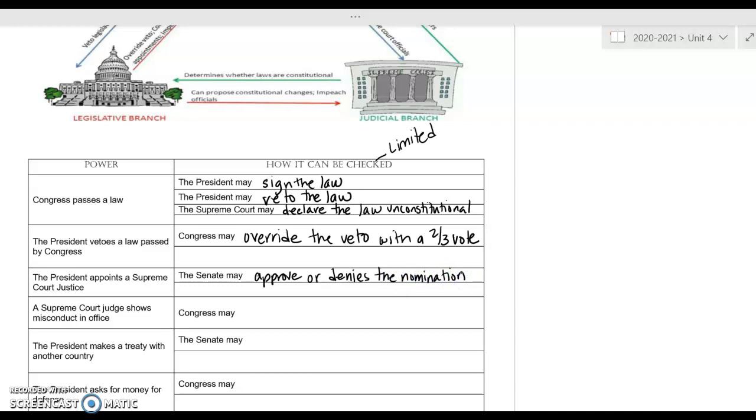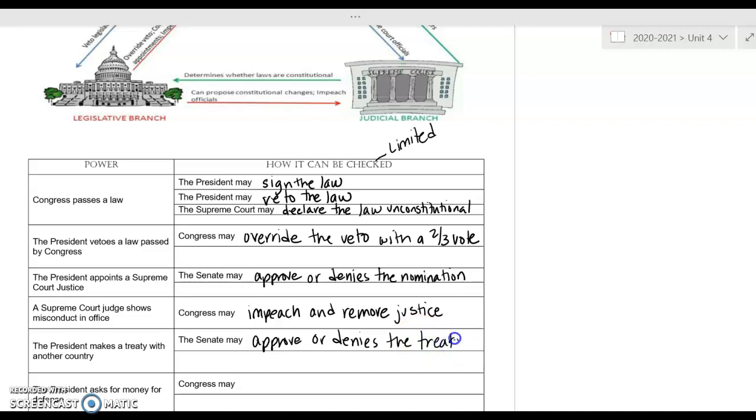If a Supreme Court judge or justice shows misconduct in office, the Congress may impeach and remove the justice. The president has the power to make treaties with other countries, but the Senate approves or denies the treaty, so the president can make a treaty that is then denied by the Senate, and then the United States is no longer bound by the treaty. Oops, sorry, it should say treaty, not nomination.